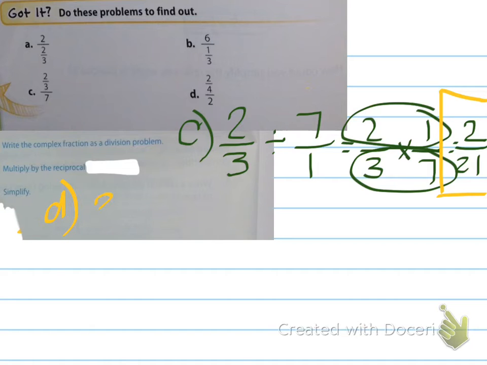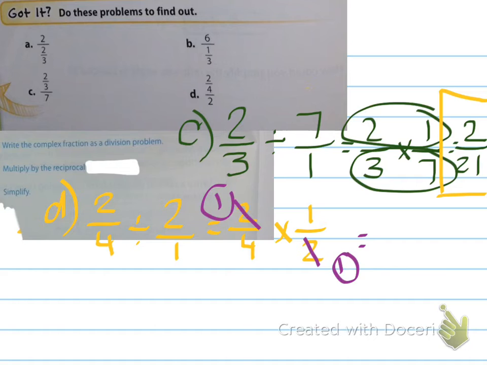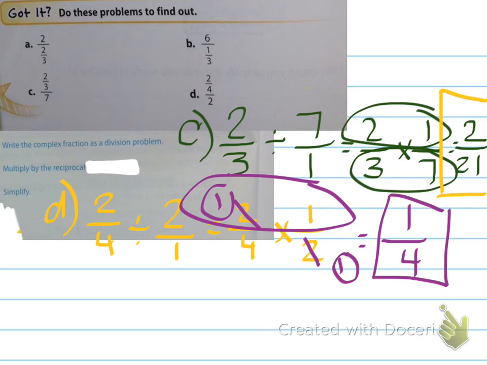D is going to be 2/4 divided by 2. Go ahead and make that into a fraction over 1. We're going to keep, change, flip. You might notice here that we can cross simplify our 2's, and we end up with 1 times 1 over 4 times 1, which is 1/4, which is the final answer for D. So that's how you would simplify these complex fractions.